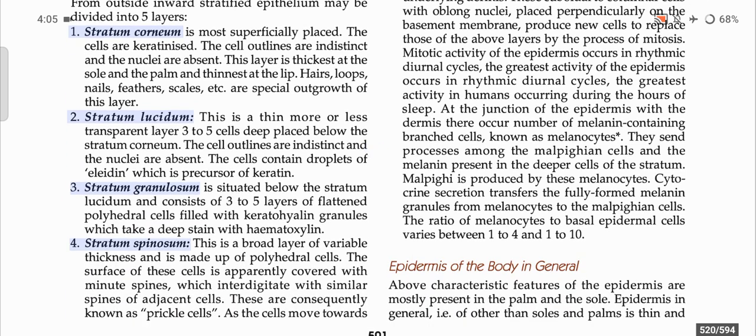Then stratum lucidum. This is a thin, more or less transparent layer, 3 to 5 cells deep, placed below the stratum corneum. The cell outlines are indistinct and the nuclei are also absent. The cells contain droplets of eleidin, which is the precursor of keratin.